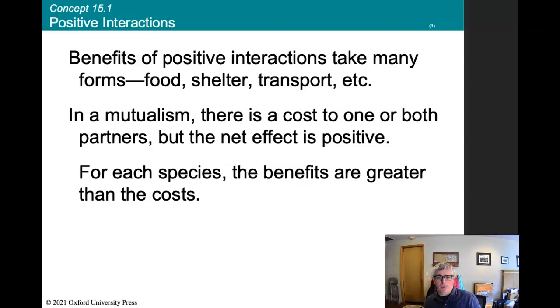In mutualism, there's a cost to one or both partners, but the net effect is positive. And for each species, the benefits are greater than the costs. So this is saying that there is no free lunch, but the benefit you're getting outweighs the cost. We'll delve into a few specific examples.